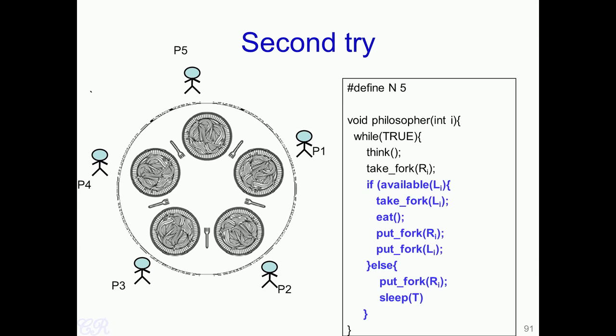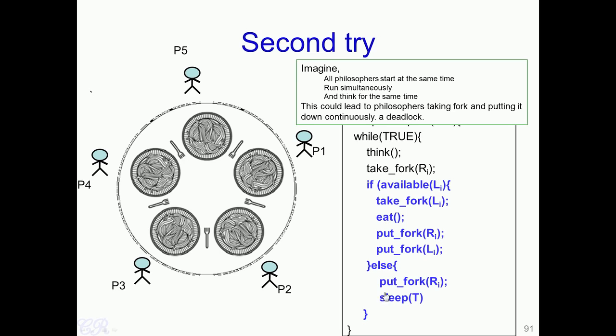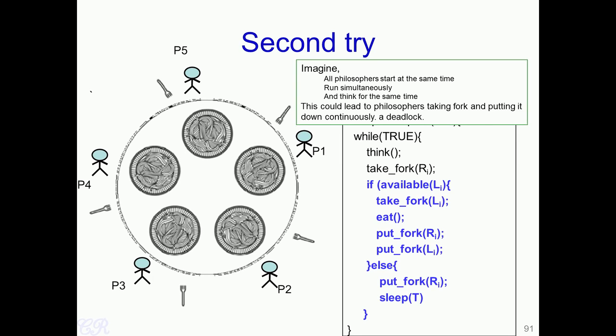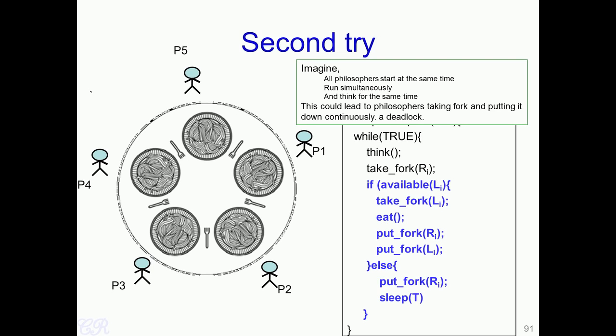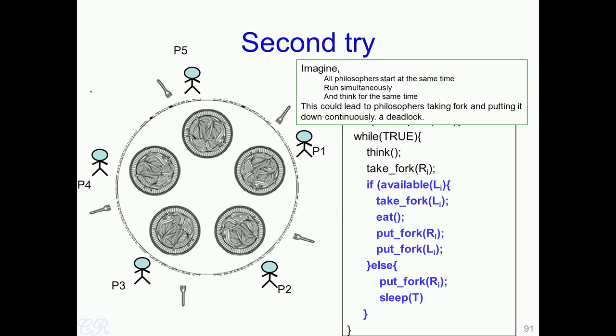So, let us see what is the issue with this particular case. Let us consider a particular scenario where all philosophers start at exactly the same time, they run simultaneously and think for exactly the same time. So, this could lead to a situation where the philosophers pick up their fork all simultaneously, then they find out that their left forks are not available.